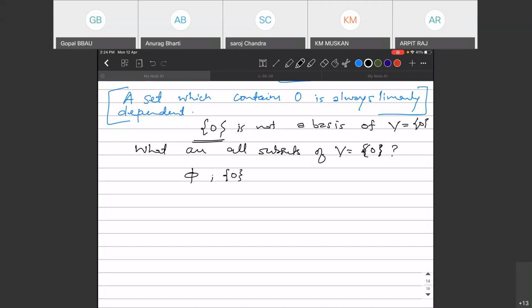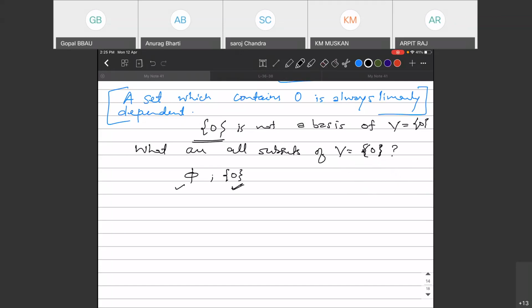So if you remember, the cardinality of a power set with n elements is 2 to the power n. A set with n elements has 2 to the power n subsets. So here n equal to 1, total subsets are 2. One is the empty set, the second is itself.